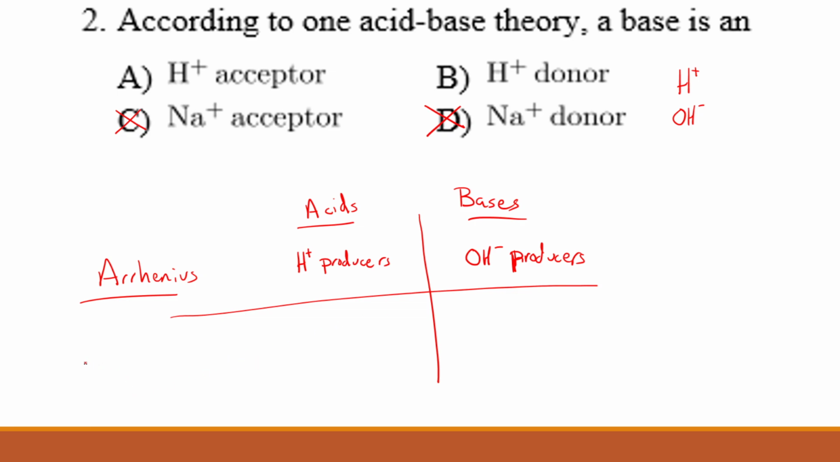The other theory, our alternate theory, says that acids are H plus donors and that bases are H plus acceptors. H plus acceptor is a choice here, so that is going to be our answer for this question. All right, questions, comments, concerns there.